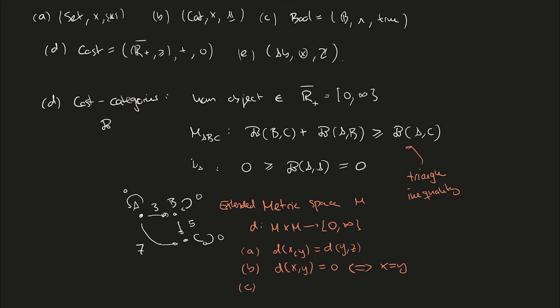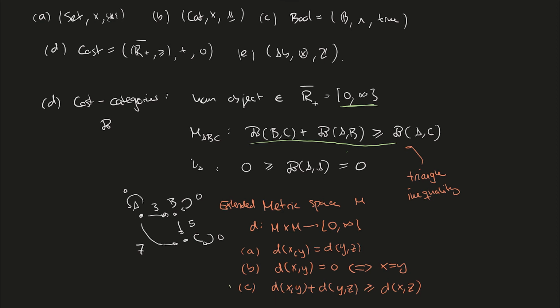And third, we have the triangle inequality, which is saying that the distance between x and y plus the distance between y and z is greater or equal than the distance between x and z. Now, if we compare the axioms that are required of an extended metric space with the requirements we have in a cost category, we see that there are some points of agreement. Most significantly, we have an assignment of values in the extended real numbers that satisfies the triangle inequality.